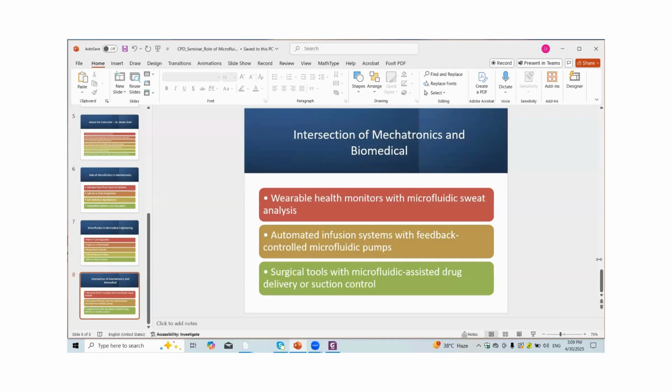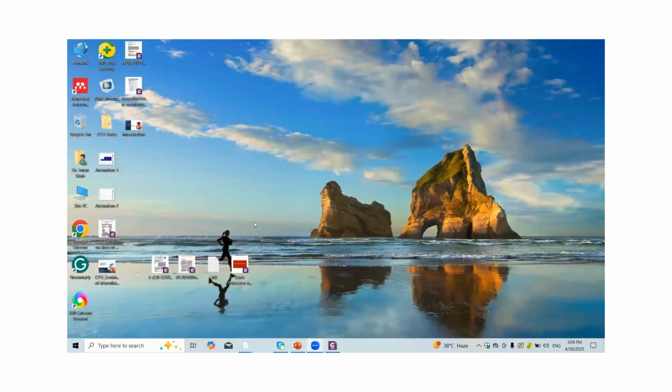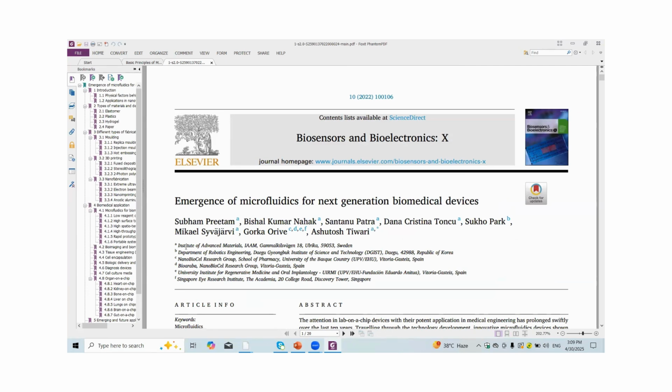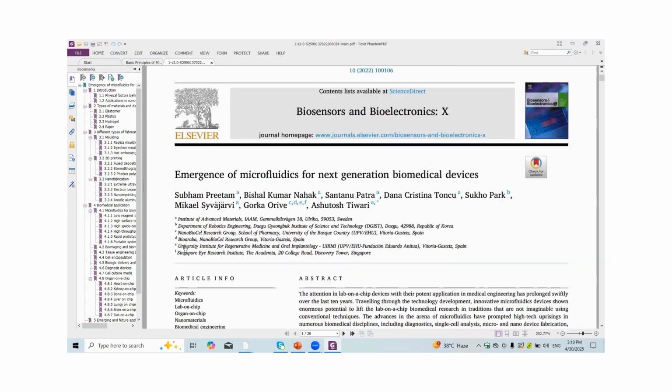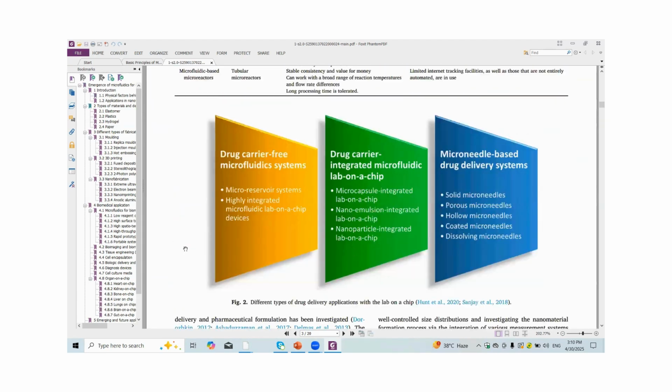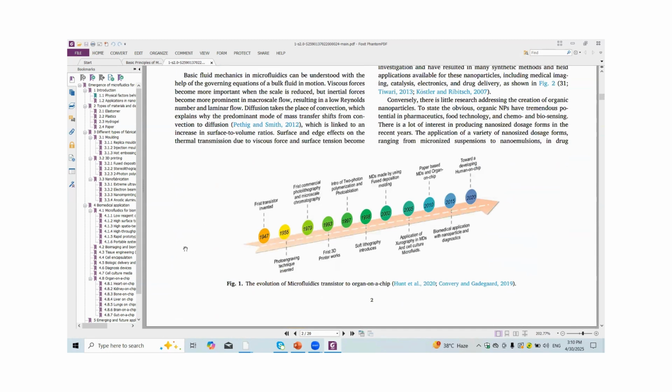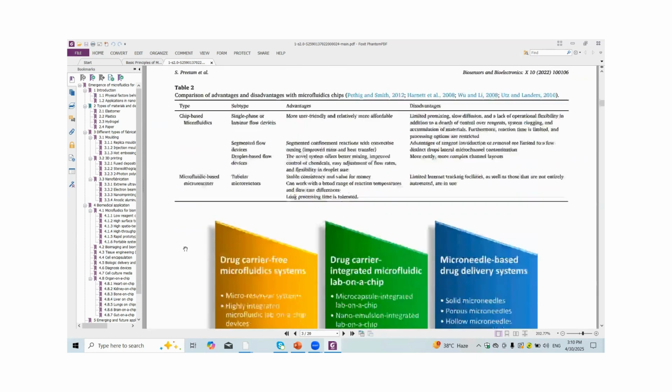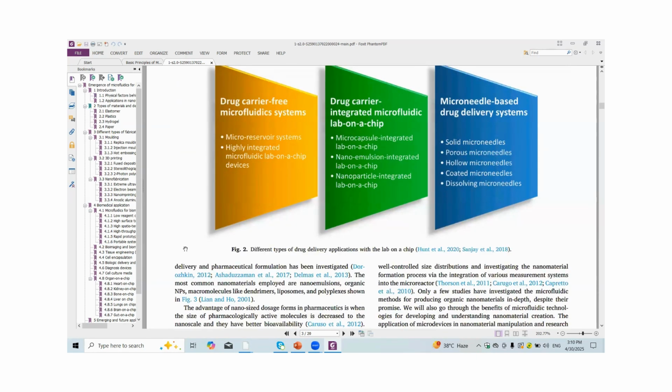So, just coming to the papers related to this topic. This is Emergence of Microfluidics for Next Generation Biomedical Devices. This paper was published in 2022. Here you can see they have started from where microfluidics applications started. Soft lithography is the technique for fabricating microfluidic devices, and nanoparticle generation and its implementation can be used for biomedical devices. So nanoparticles and their flow can also be studied only through microfluidic approaches. So drug carriers, lab-on-chip devices, microneedles, and drug delivery systems.